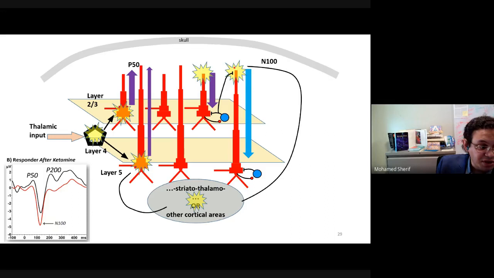And so, based on this understanding, the increase in the N100 that we're seeing with the treatment seems to show that there might be something happening distally in the apical dendrites, and this is where we're modeling our changes, whether it's increased number of spines or increased dendritic arborization.